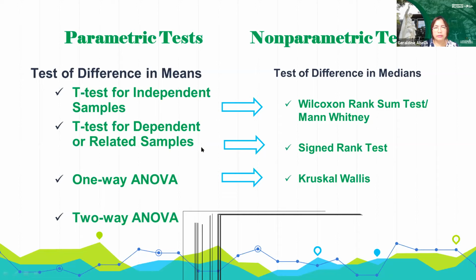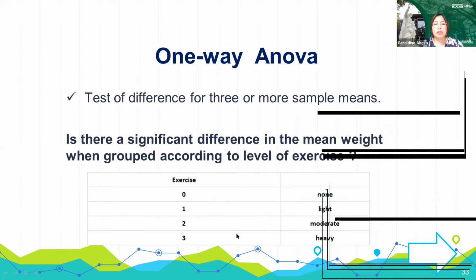Now, recall, one-way ANOVA is another parametric test if you want to test if the difference observed between 3 or more sample means is significant or not. This is if there is only one independent variable, such as this: is there a significant difference in the mean weight when grouped according to the level of exercise? When the respondents are grouped according to the level of exercise, there will be 4 groups. In the coded data in Excel, 0 represents none, meaning the respondents are not doing any form of exercise. 1 means the respondents are doing light exercise, 2 moderate, and 3 heavy.